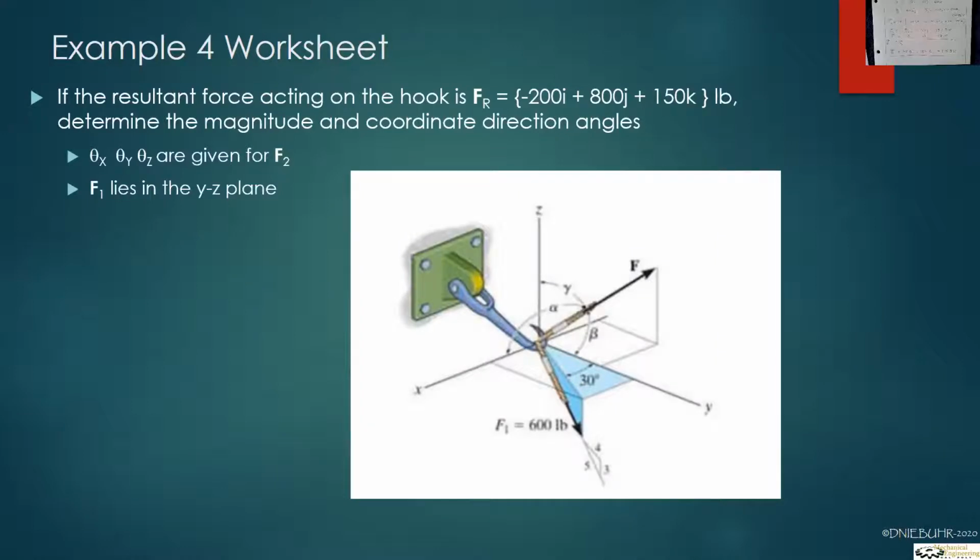If the resultant force acting on the hook is negative 200i plus 800j plus 150k, determine the magnitude and coordinate direction angles. This one, we're going to work backwards. We're given the resultant force, but we don't know what F is. We know the resultant force direction. We know F1's direction because we have this drawing. This one's a little trickier due to the drawing.